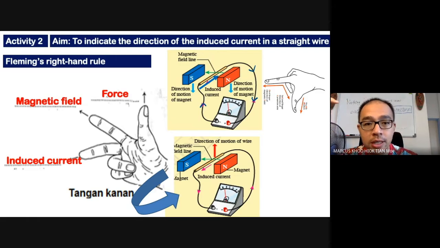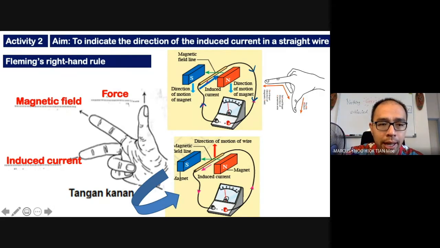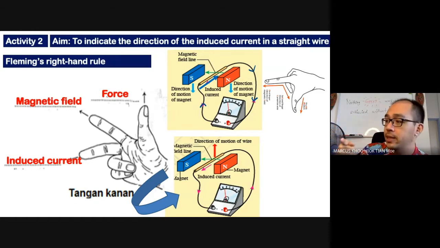Let's take a look at these two examples over here. Remember, right hand. First of all, take a look at the direction of the magnetic field. Always align your hand with the direction of the magnetic field. North is here, south is here. From my point of view, it should be like this.